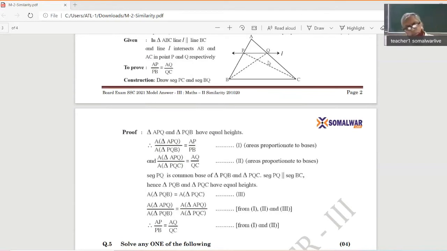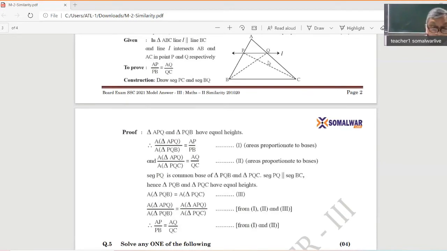In the same manner, let us think about APQ and PQC. When we are thinking about APQ and PQC, once again the same logic we can apply. We can draw a perpendicular from P to AQ and QC, which will be the same for both triangles. So therefore, once again, the heights are the same. When the heights are the same, definitely the areas will be proportional to their bases. Therefore, triangle APQ upon triangle PQC is equal to AQ upon QC, because their heights are equal, so they are proportional to their bases.